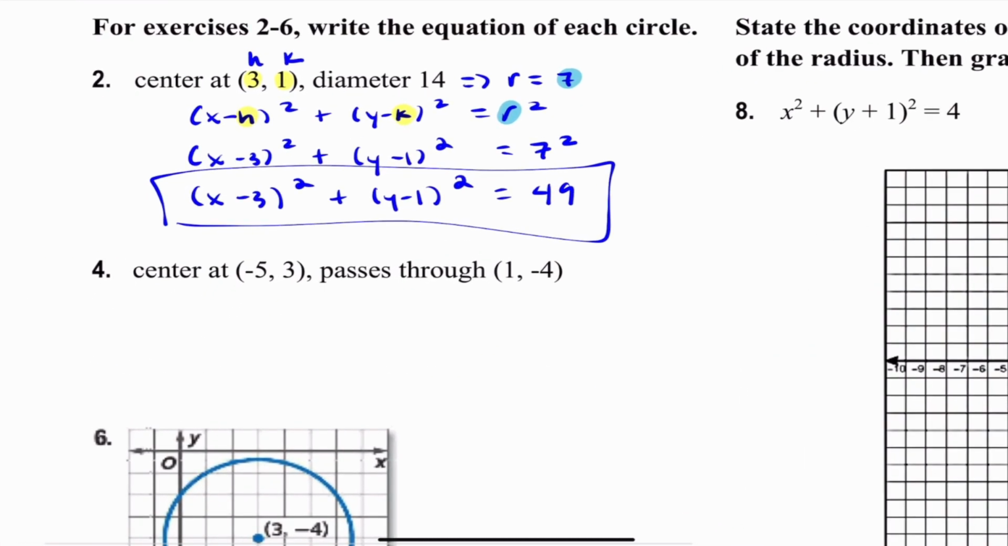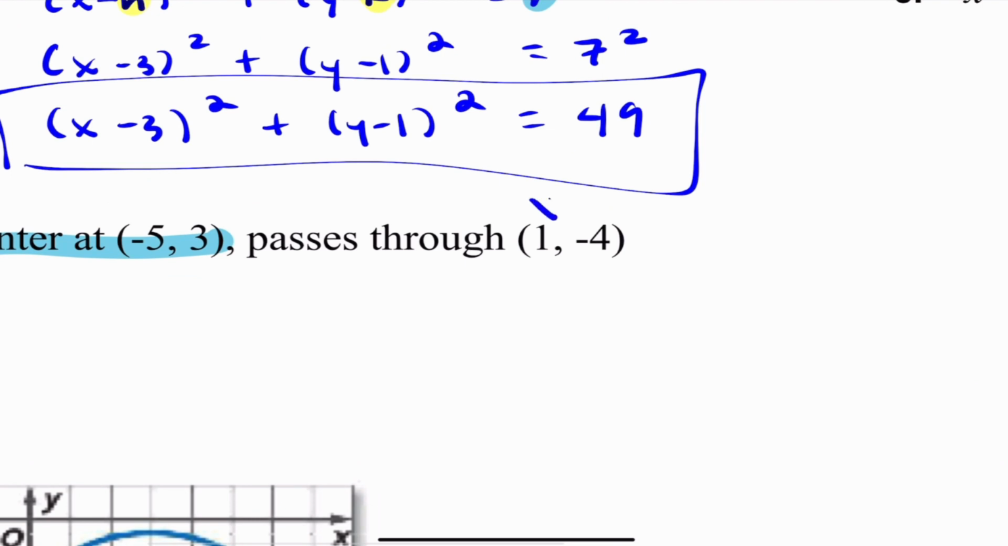Number 4, you have the center at (-5, 3), and it passes through the point (1, -4). Notice that we have the center given, but we don't have the radius. It says that, okay, we have our circle. It has a center point at (-5, 3), and that same circle passes through the point (1, -4). So this is just an ordinary point, which I'm going to call 1 for x and -4 for y.